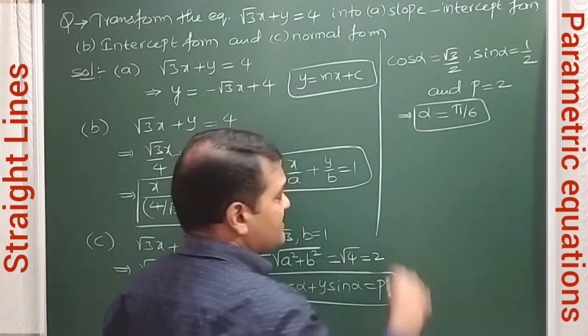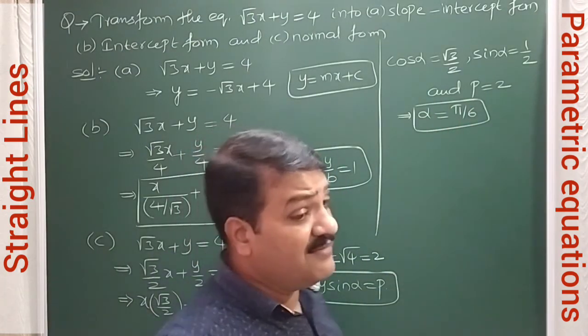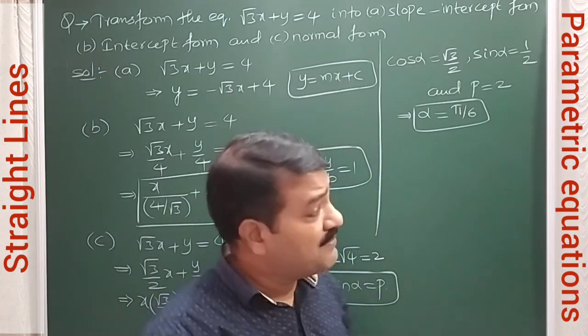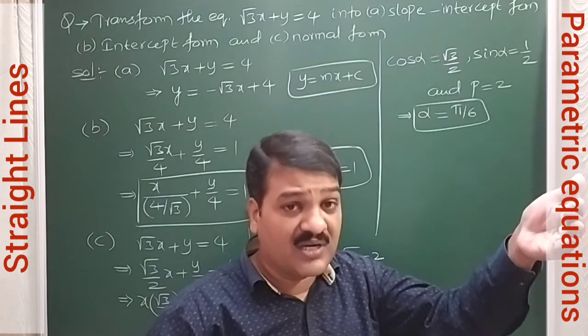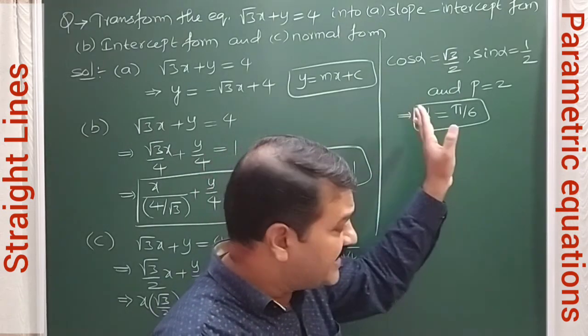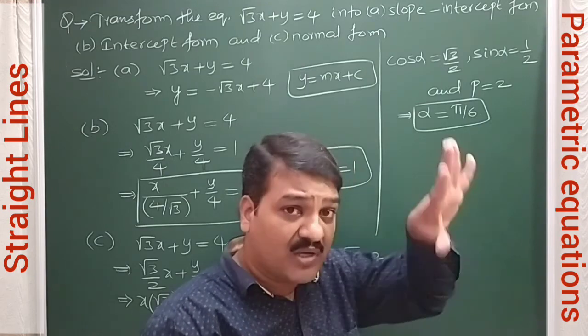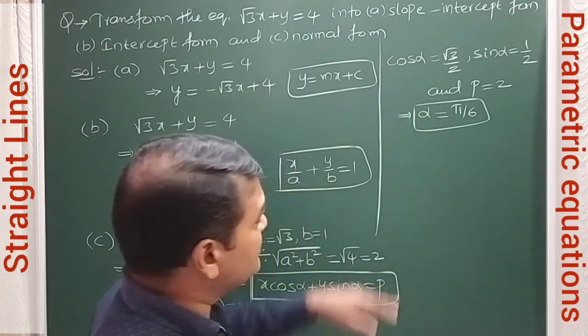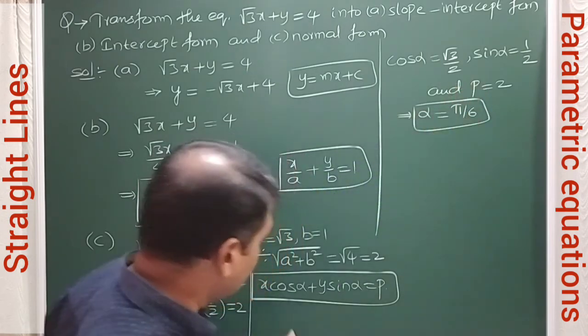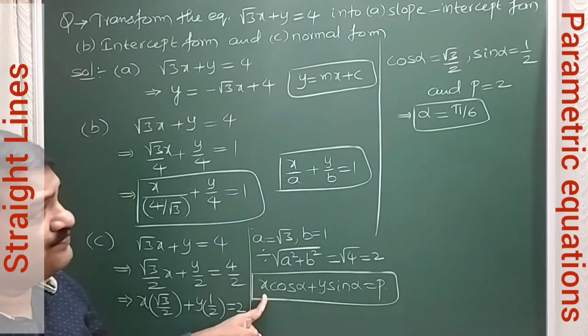So already we have discussed in the previous video itself that how to find this alpha in different quadrants. What happens when alpha lies in second quadrant, third quadrant, we have discussed in the previous video in detail. So if you did not watch that, please do. Okay, so alpha is equal to pi by 6. P is equal to 2. Write in the normal form now.